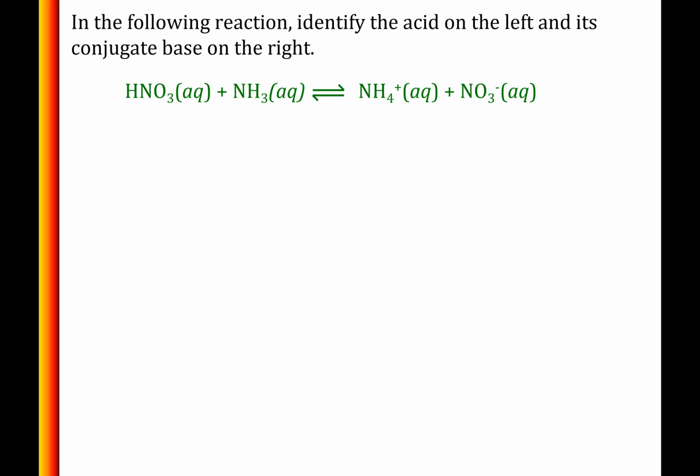Okay, so it says in the following reaction, identify the acid on the left and its conjugate base on the right. So first, find the acid, and then see if you can identify the conjugate base. Hopefully you recognize HNO3 as an acid. Now what we need to do is find its conjugate base. This just means look for what it would become if it gave away a proton. Looking over to the right, the only thing we can see would be this nitrate ion. So this would be our conjugate acid-base pair.